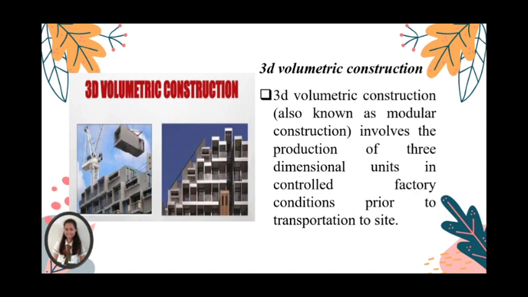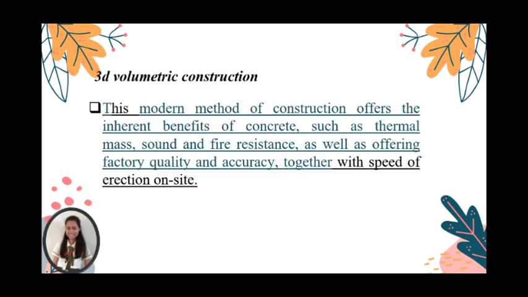The casting of modules uses the benefits of factory conditions to create service-intensive units where a high degree of repetition and the need for rapid assembly on-site makes its use highly desirable. This modern method of construction offers the inherent benefits of concrete such as thermal mass, sound, and fire resistance, as well as offering factory quality and accuracy, together with speed of erection on site.